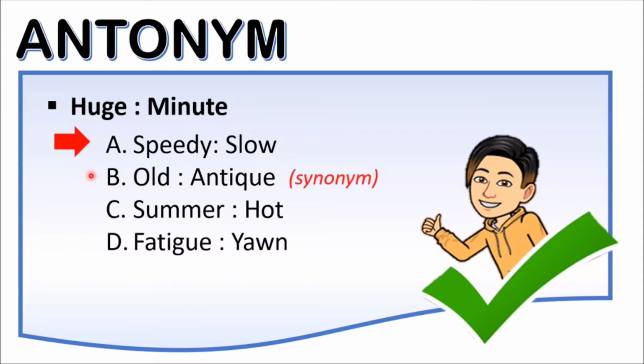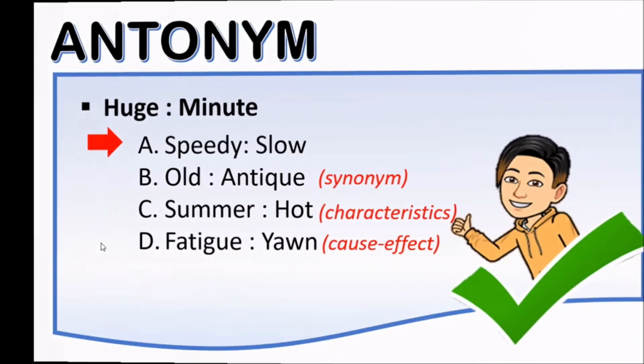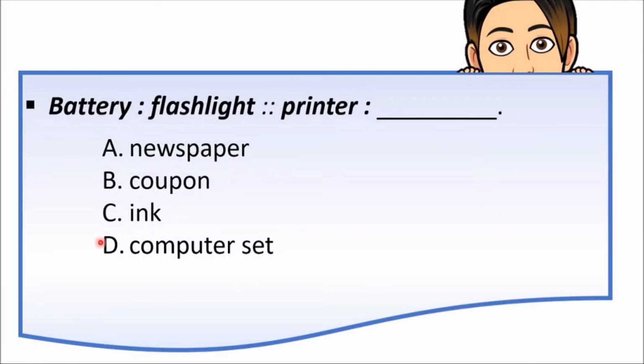Letter B is an example of analogy of synonym, because something that is antique is already old. For letter C, it is an analogy of characteristics. Why? The word hot characterizes the season summer. While for fatigue is to yawn, this is an example of analogy of cause and effect. Okay? Now let's go to our third type of analogy.